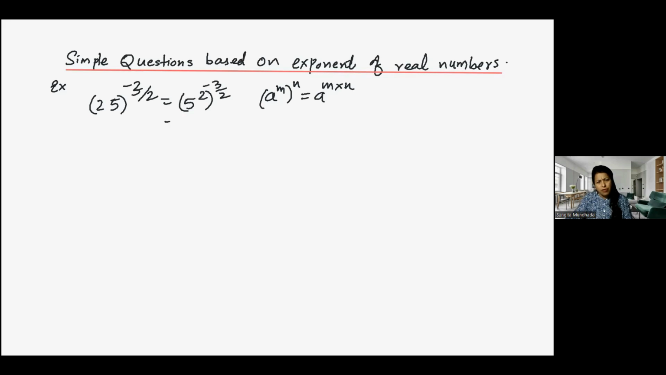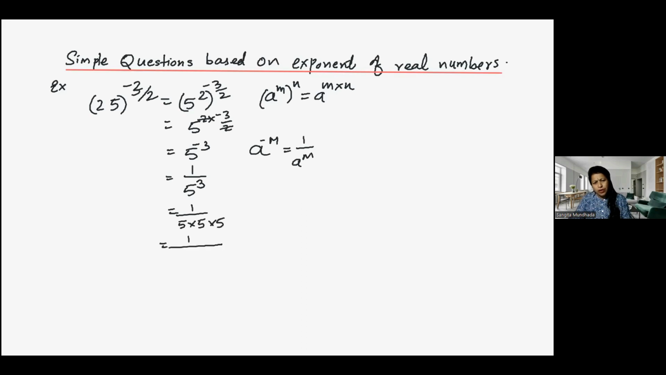So here we can write 5 raised to power 2 into minus 3 by 2. So 2 cancels. 5 raised to power minus 3. And we know that a raised to power minus m means 1 upon a raised to m. If power is negative, first you have to convert it to positive. And then the answer is 1 upon 5 raised to 3, which is equal to 1 upon 5 cube, meaning 5 into 5 into 5. That is what? 1 upon 125.